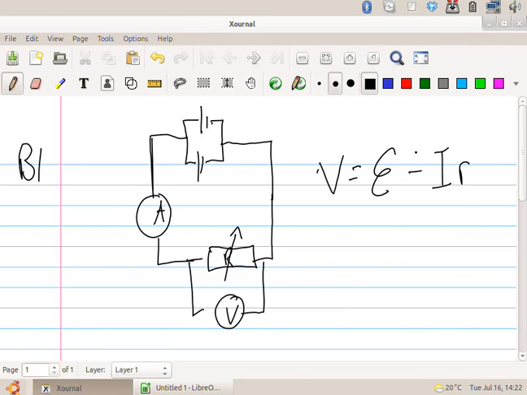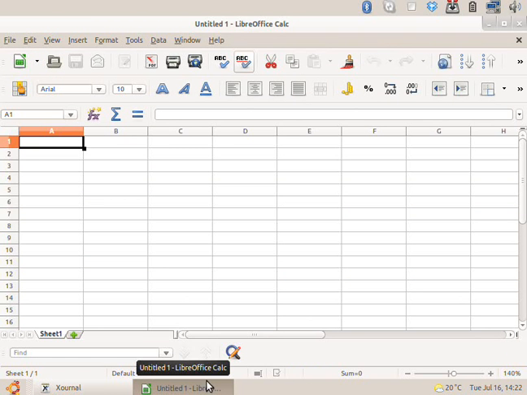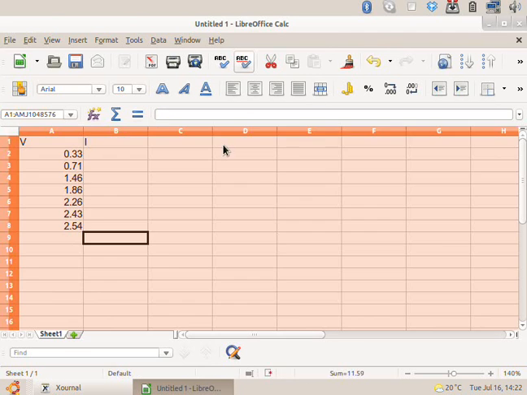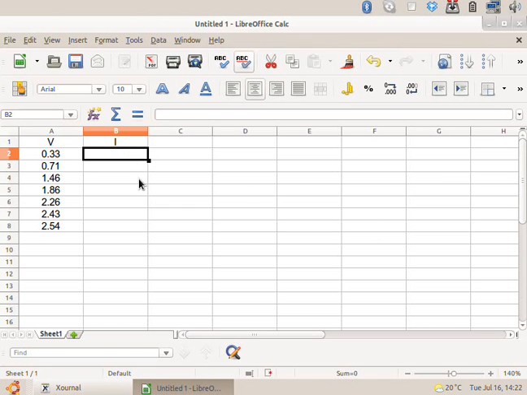What's important first is that they give you a list of readings. So I'm going to just pop these. Actually, it'd be easier if somebody reads them to me and I can type them in. Do you have it there? Yeah, okay. So V, voltage, I, current. Okay, what's the voltages? 0.23. Yep. 0.71. Yep. 1.46. 1.86. 2.26. 2.43. 2.54. And then the next one is current. 8.21, 7.09, 4.88, 3.71, 2.53, 2.03, 1.7. Last one? 1.7.